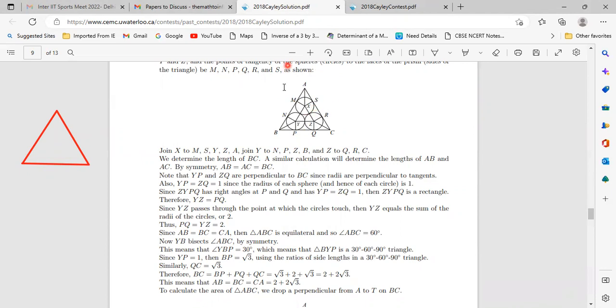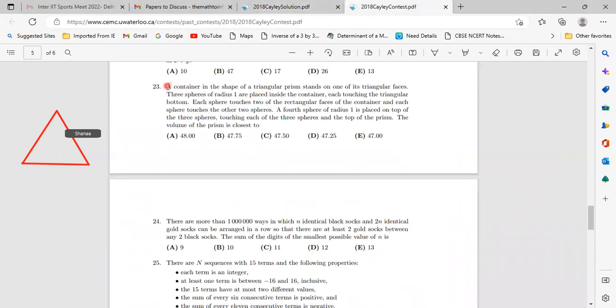Okay, hope you're able to see the diagram. One minute, I will just paste it over here and you can relate it. Okay.